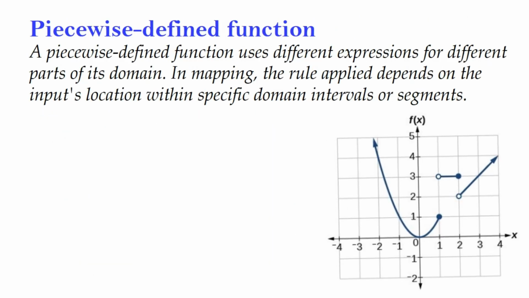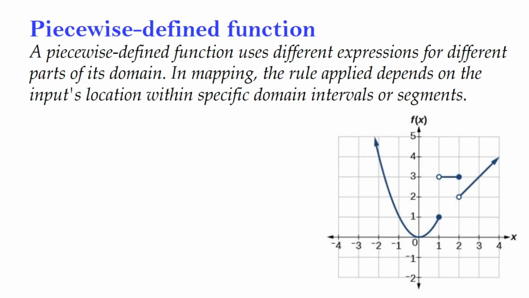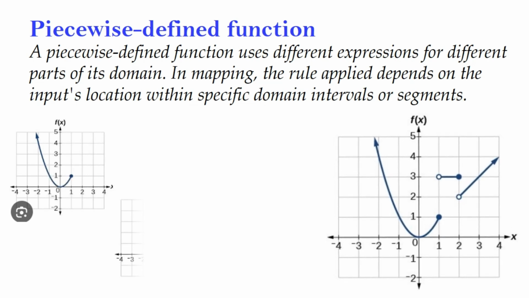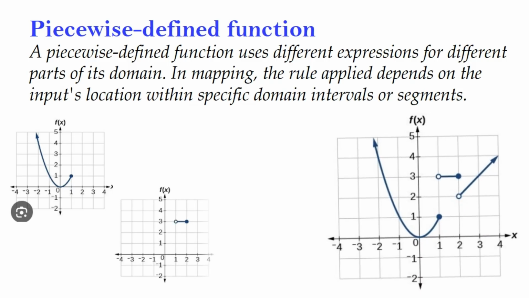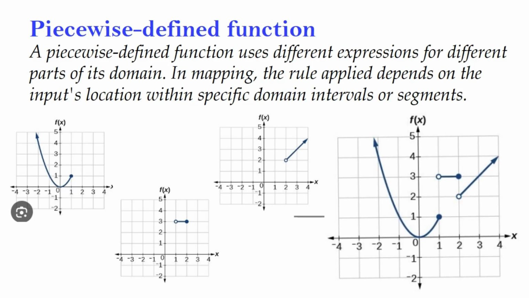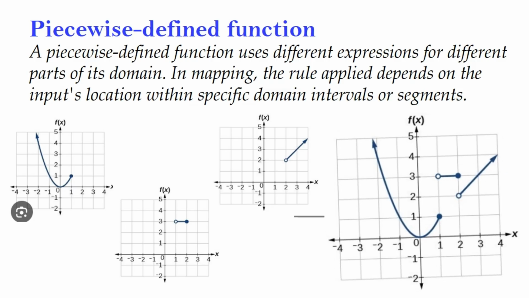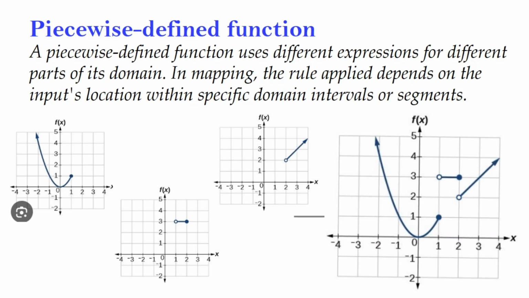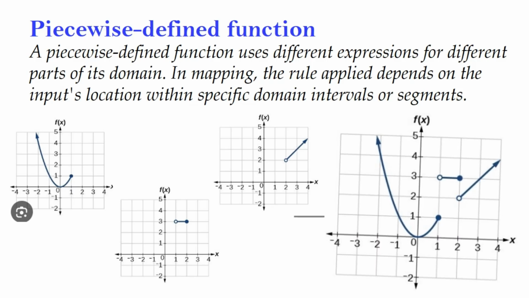A piecewise-defined function assigns different formulas or rules to different parts of its domain. This means the function behaves differently depending on the value of the input. In a mapping view, inputs from various domain intervals are directed to outputs using distinct expressions. Each segment of the domain has its own rule for determining the output, allowing the function to model situations with changing behavior across different input ranges or conditions.